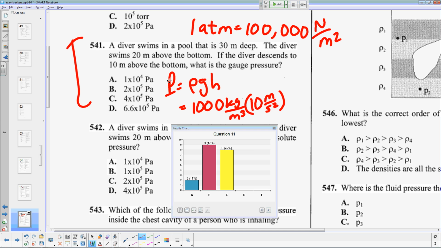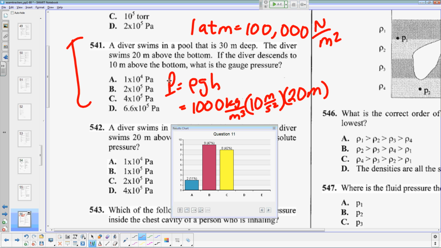They give a lot of information here that you don't really need. He was at 20 meters above the bottom, so he was at 10 meters. And then he goes down to 10 meters above the bottom. So now he's at what depth below the fluid? He's at 20 meters. So that's the value that we need. I don't know why they give you all that other stuff, just to confuse you, I guess.